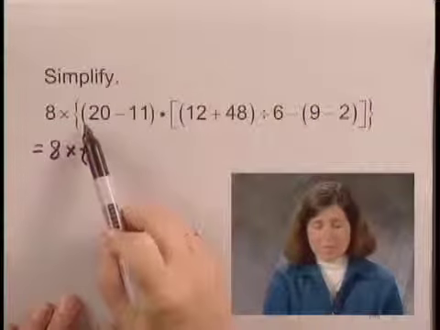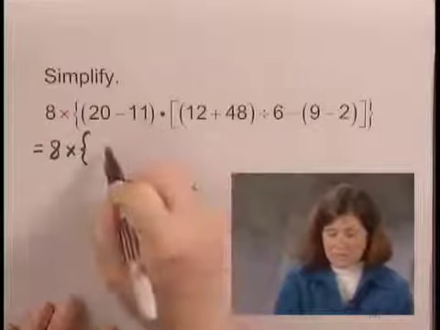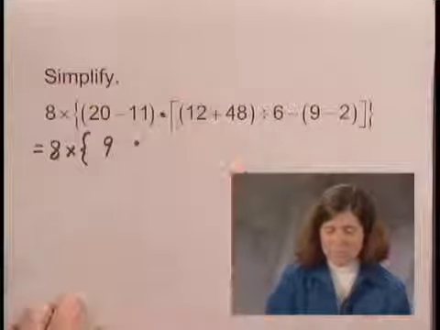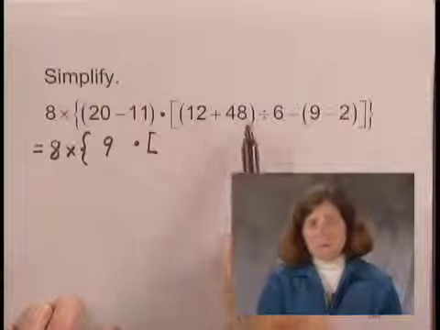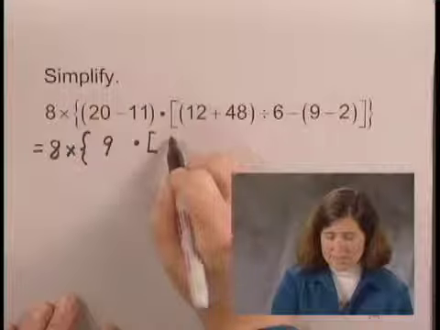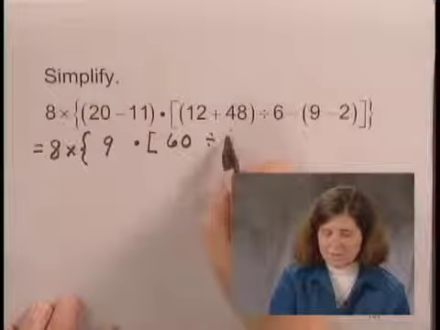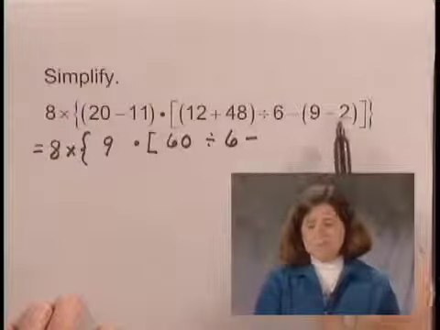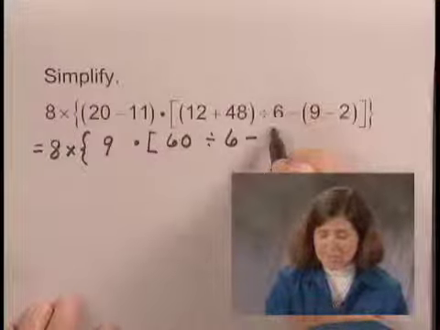And now I'm going to simplify what's inside these parentheses. 20 minus 11 is 9. And write the multiplication sign. I'll write the bracket. And now I'm going to simplify what's inside the next set of parentheses, 12 plus 48. That is 60. Copy the division sign, copy the 6, copy the subtraction sign, and simplify what's inside the last set of parentheses, 9 minus 2. That's 7.